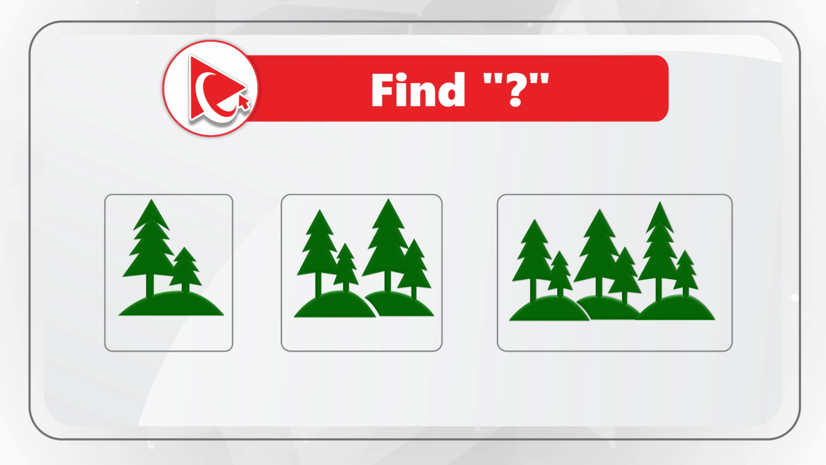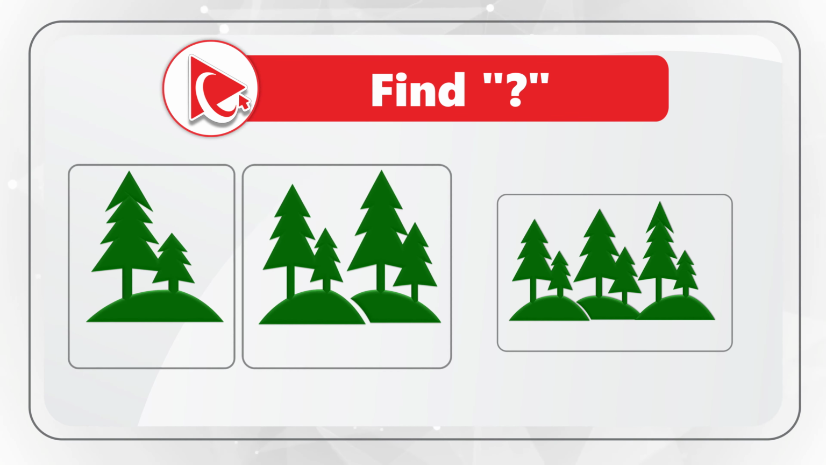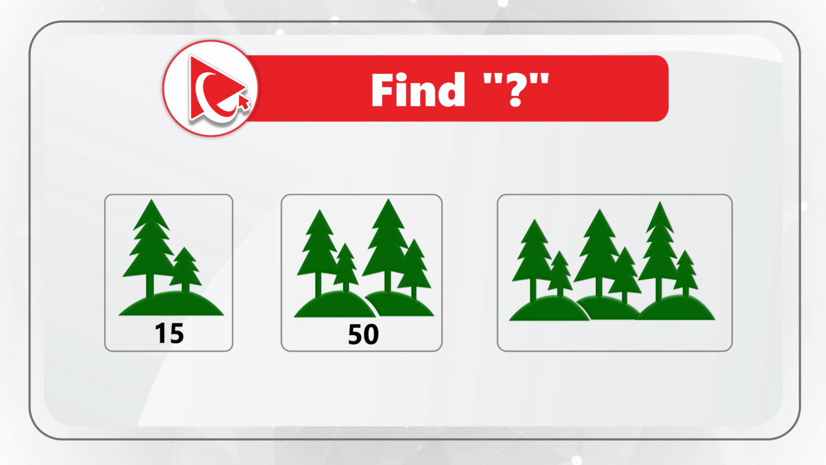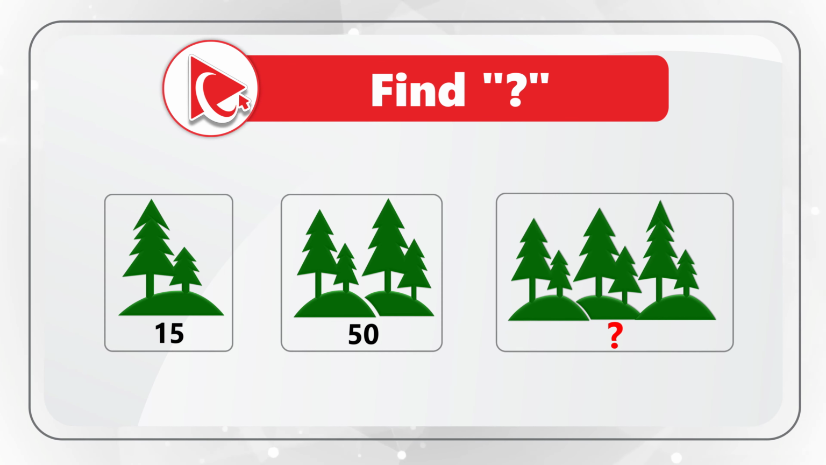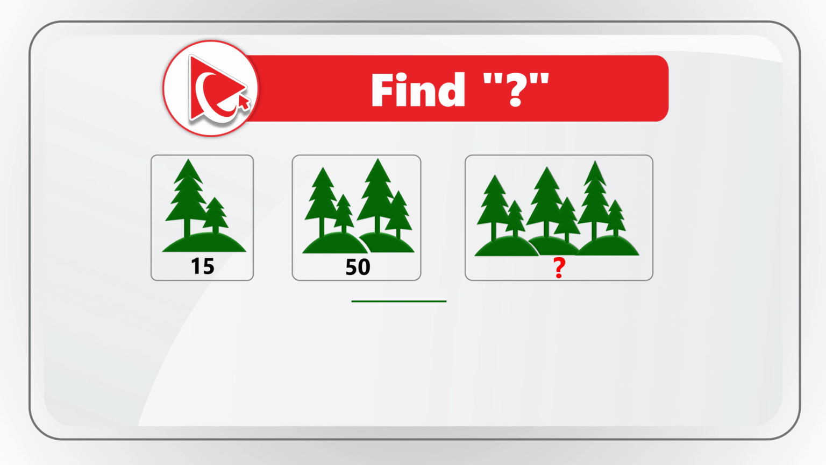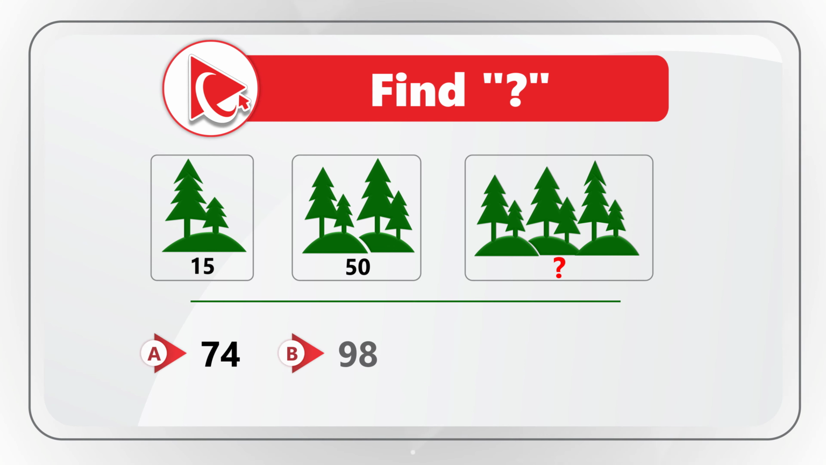All 3 images have berms and evergreen trees on top of the berms. First two of the images have numbers 15 and 50 at the bottom, and the third image is missing the number and instead has a question mark, which you need to calculate and select out of 4 possible choices. Choice A, 74. Choice B, 98. Choice C, 109. And last but not least, choice D, 117.